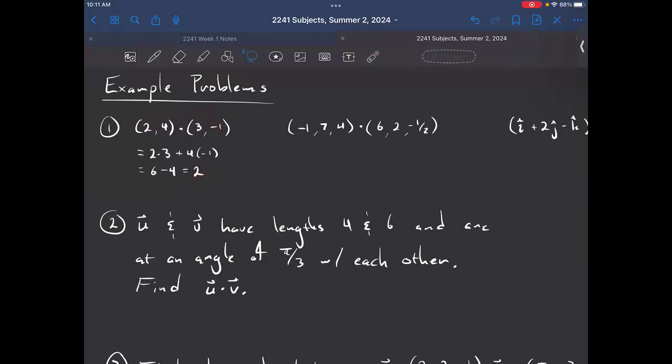All right, for this next one, we have some three-dimensional vectors, so we have an extra term there, but nothing changes about the formula. We just multiply corresponding components and then add the results up. So we have -6, 7 times 2 is 14, and then 4 times -1/2 is -2. And now we add all of these up, and we have 6, I believe, +6.